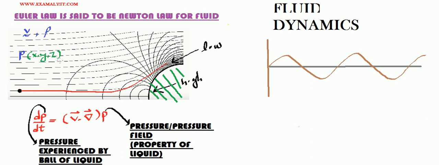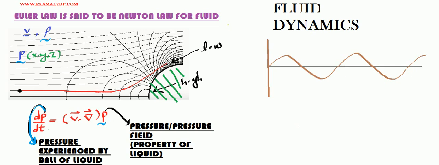Okay, so it should be better if I use this symbol, because this symbol indicates that this P here is the field operator. Okay, now what is this P here? This P here is the pressure held by the ball of liquid. It is the P that is experienced by the ball of liquid. It is not the P pressure distribution.